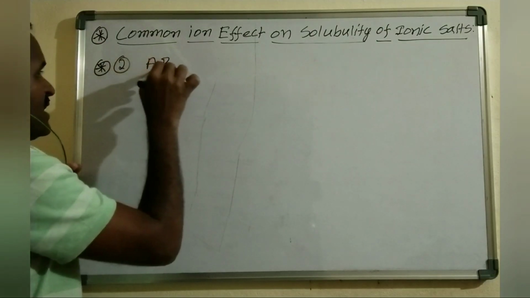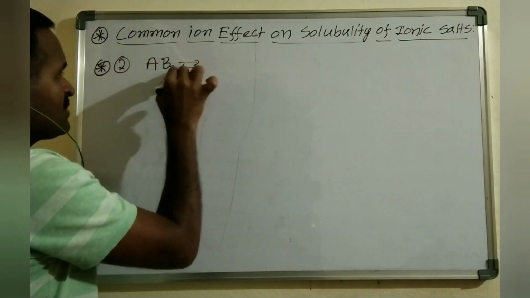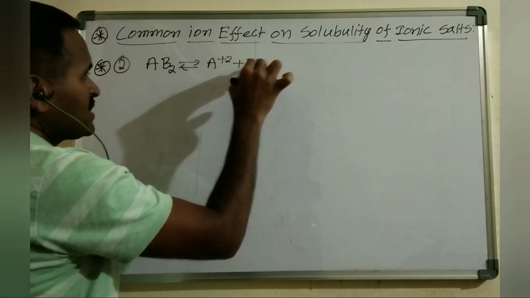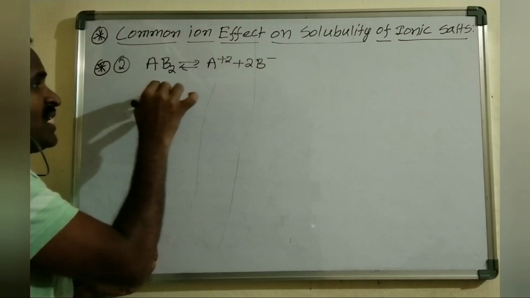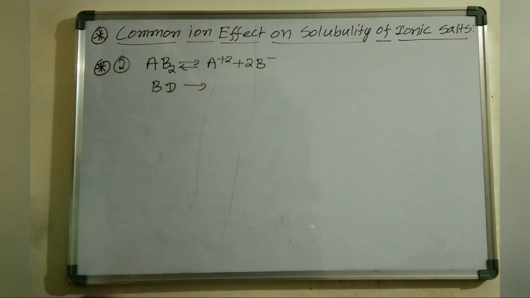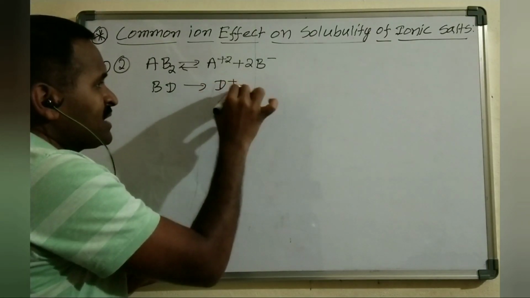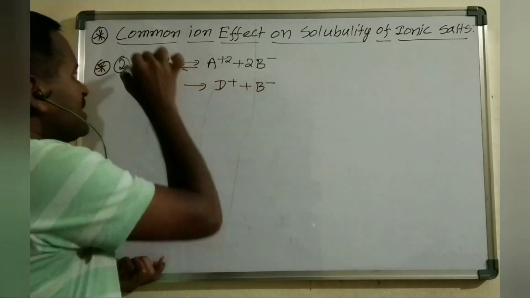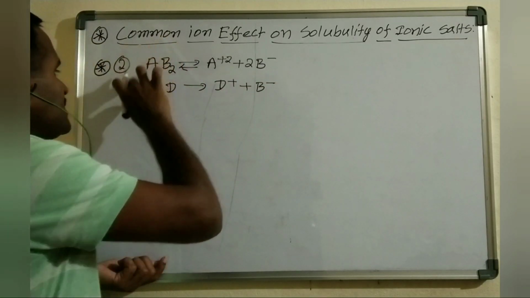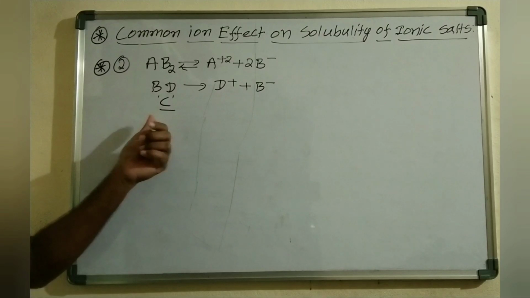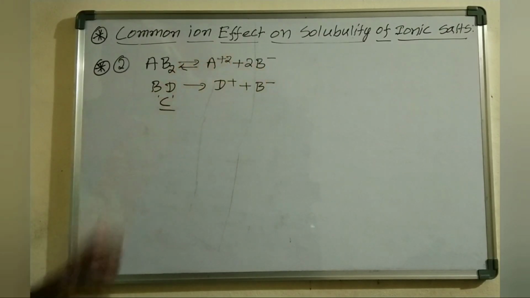The second type of electrolyte is the AB2 type of electrolyte. It dissociates into A plus 2 and 2 B minus. A BD type of electrolyte is added, which dissociates into D plus and B minus. Here the common ion effect applies, where the common ion is the anion. The concentration of BD, the ionic salt, is C moles per liter.